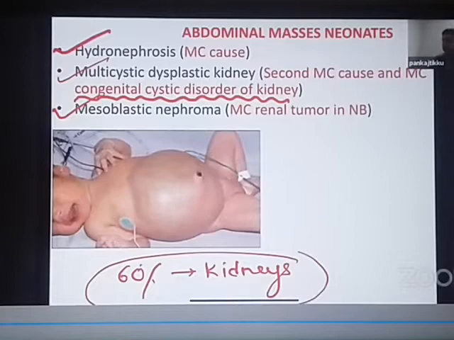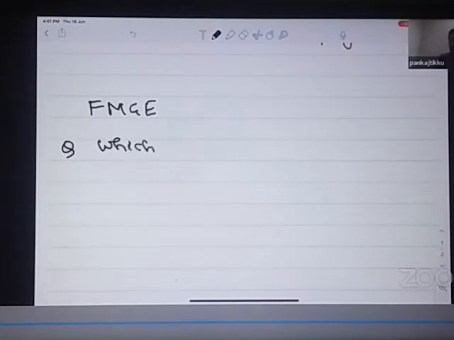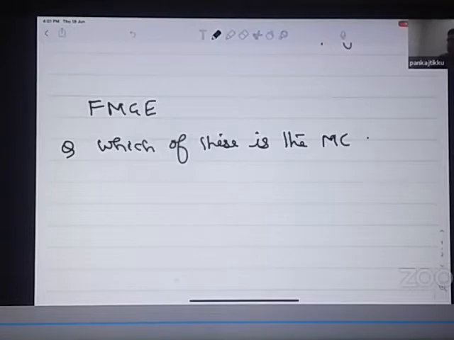So I'll come back to this slide. So this was a question that is an FMG question that was asked in the exams. I'm sure now you can answer this question. So the FMG question was, which of these is the most common cause of abdominal mass in newborns?